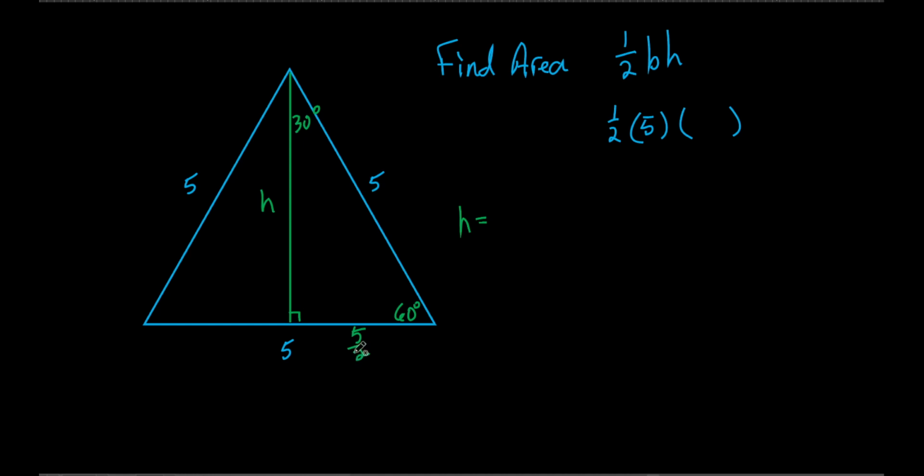2 times the long leg. Square root of 3 times the short leg. What's the short leg? 5/2. So look at that. There's my height right there. Just write it nice. It's 3 square root of 5, what? Over 2. Everybody got that?